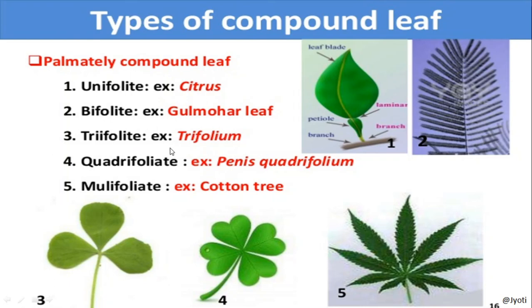Then trifoliate. This is seen in the case of trifolium. Here you can see there are three leaflets developing from a common point. Then quadrifoliate, where four leaflets are there. This is seen in the case of Marsilea quadrifolia or Paris quadrifolia. Then multifoliate. Here you can see more than four leaflets converge at a point. This is seen in the case of Bombax, that is the cotton tree.